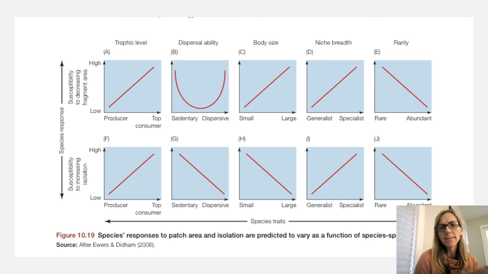This figure considers the relative impact of both area and isolation on a variety of species-specific traits. So it can be difficult to determine if patch area or isolation has a more significant effect on diversity. As we've said, the two are often confounded, but there is general consensus that area is relatively more important than level of isolation.